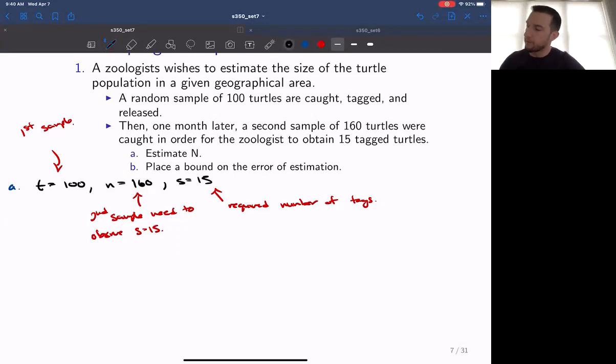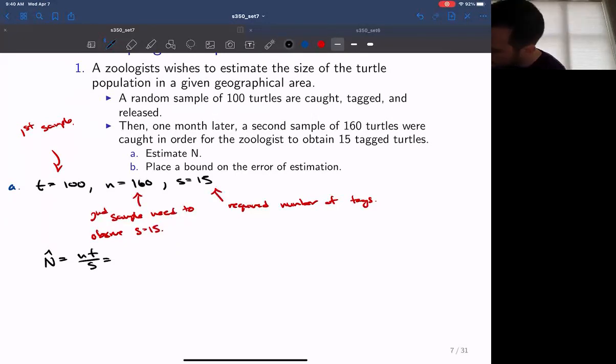All right, so from this point, everything is pretty much the same as it was before. The only difference here is really just the equation for the variance of our estimator for the population size. So we have N hat is equal to nT over S. So this is going to be 160 times 100 divided by 15. And this gives us 1066.6.